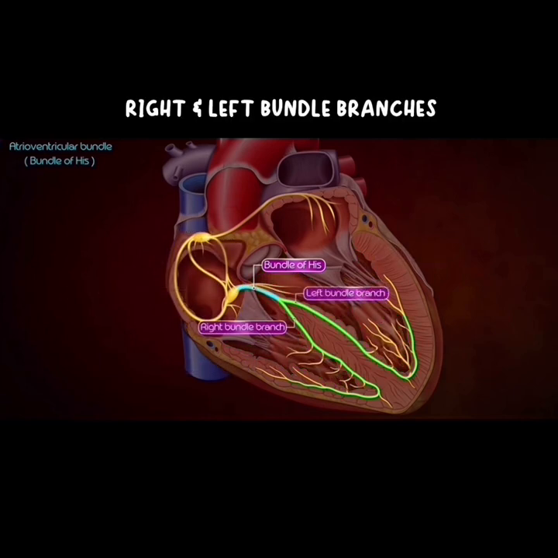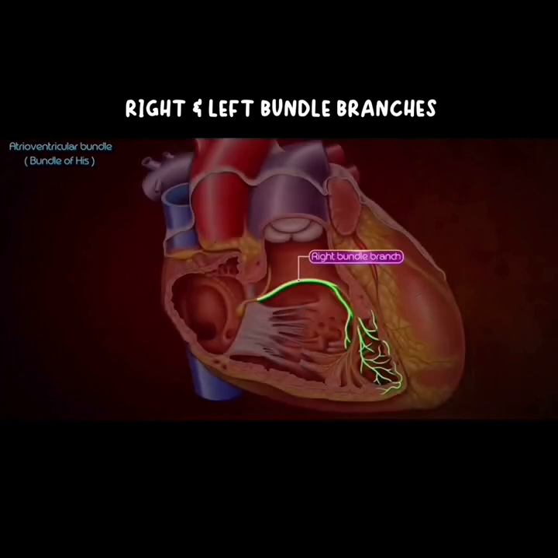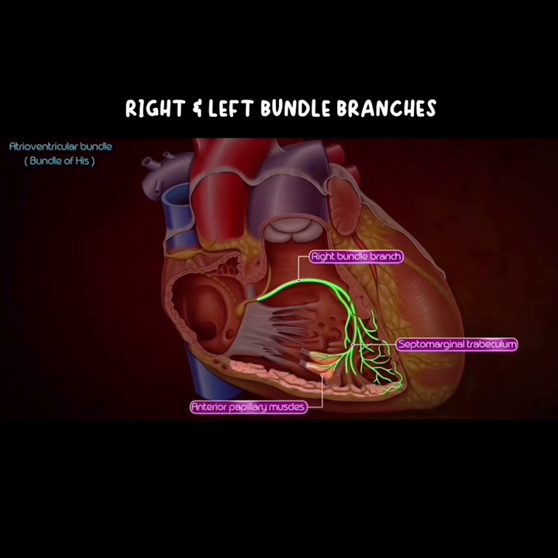Next are the right and left bundle branches. The right bundle branch passes down the right side of the interventricular septum and becomes subendocardial on the right side of the septum. A large part of it continues into the septomarginal trabecula to reach the anterior papillary muscle and the anterior wall of the ventricle. Its Purkinje fibers then spread out beneath the endocardium.